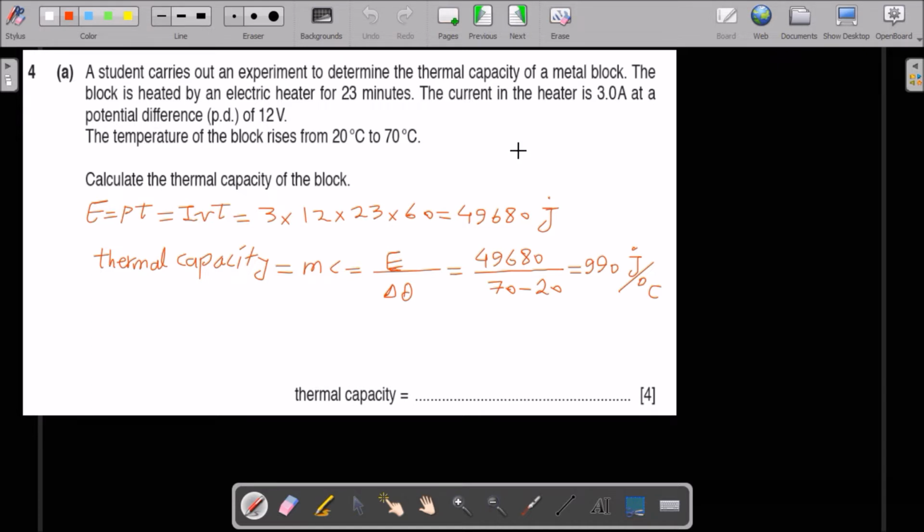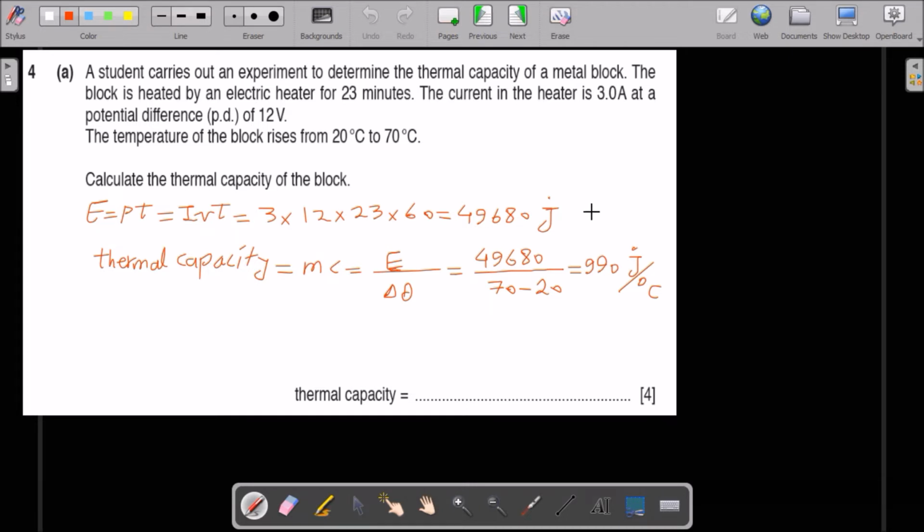You know that energy is equal to power times time. So E is equal to PT. And you know that power in current chapter is equal to IV. So energy is equal to IVT. I is given, V is given, T is given. You must convert to second, then you will get 49,680 joules.